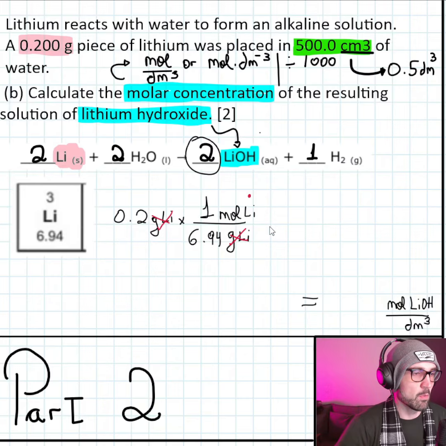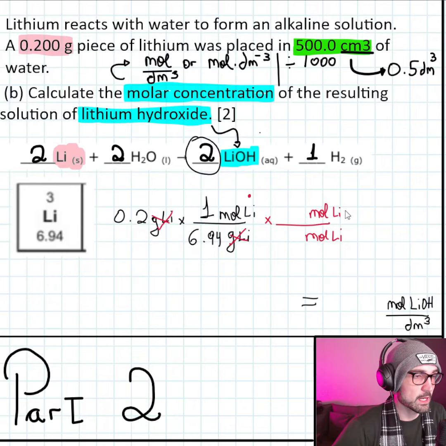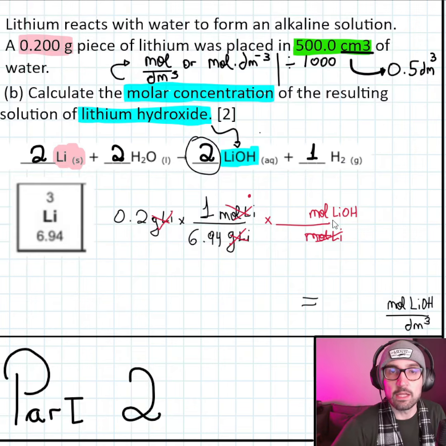Do I want moles of lithium? I do not. Therefore, put another fraction, put moles of lithium on the bottom because you don't want that. And then you can do a mole to mole conversion because you have the balanced coefficients. Put moles of lithium hydroxide. And that's the magic of balanced coefficients. We could just repeat the coefficients here, cancel out the moles of lithium, and now we're going to be left with moles of lithium hydroxide.